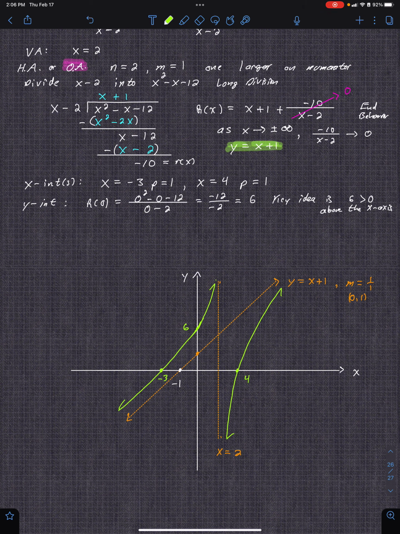You have to reason through it. You don't just plot a bunch of points to see what's happening. You want to reason through why it does what it does. Okay, next example, let's look at this one.